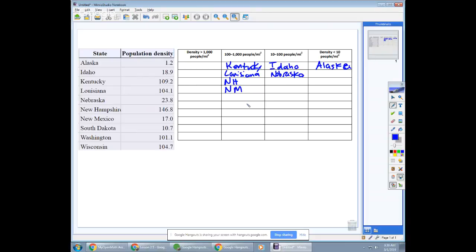No, it's not. Oh, it's 17. For some reason I looked and saw 170. And New Mexico is over here. New Mexico. Next there. South Dakota. Ooh, just barely in here, huh? South Dakota.